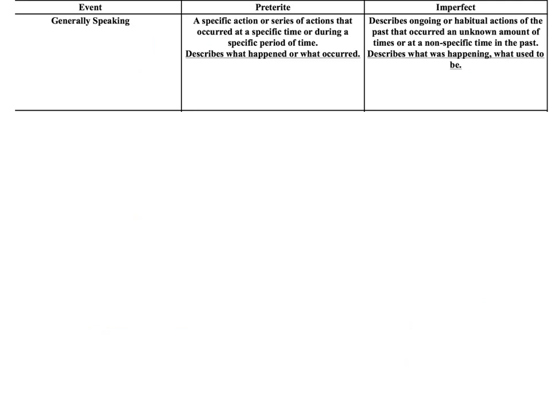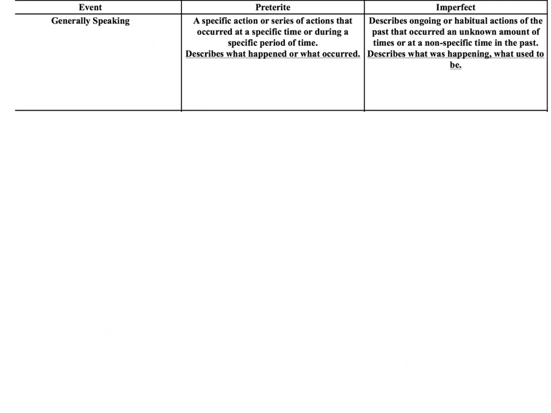The imperfect is obviously going to be the opposite of that. They're different. The imperfect is going to describe ongoing or habitual actions of the past that occurred an unknown amount of times or at a non-specific time in the past. Describes what was happening and what used to be.